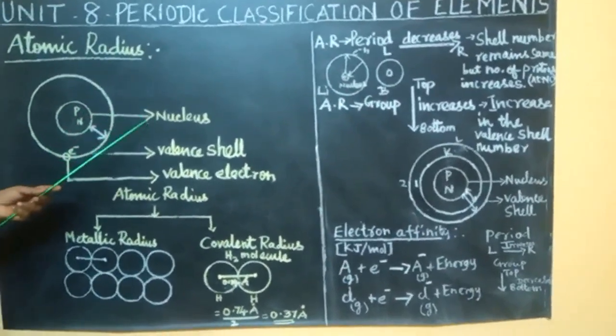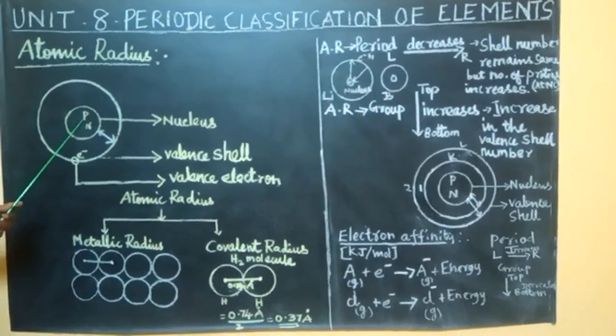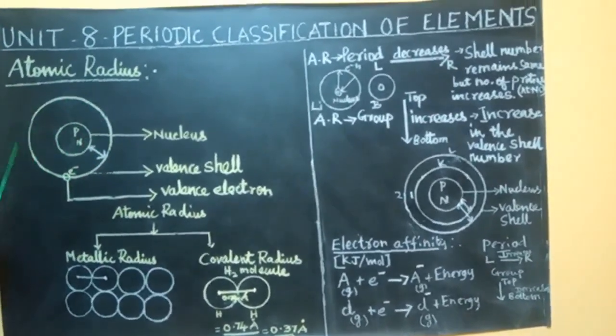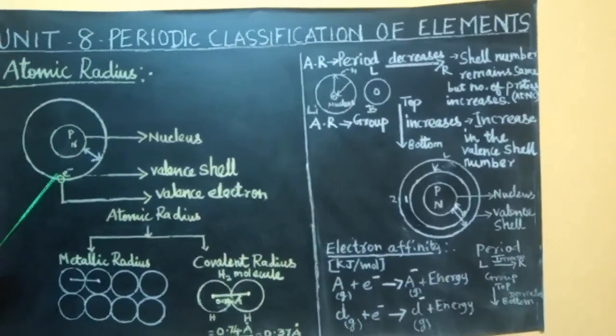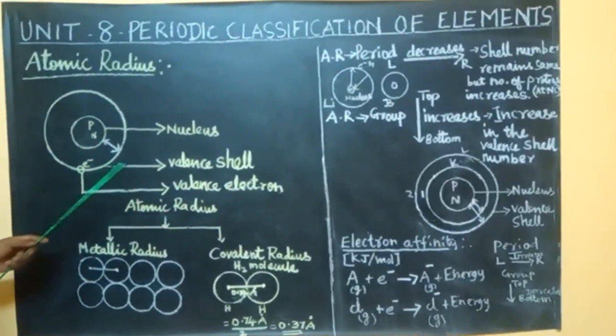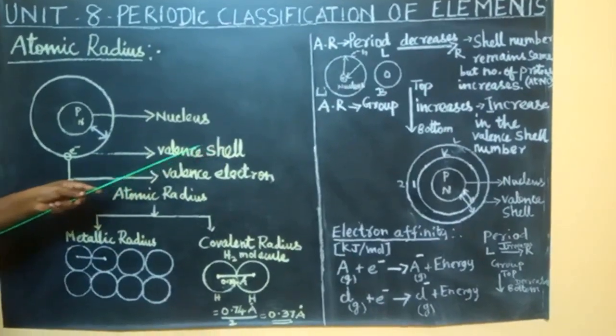You can take the nucleus. This nucleus is present at the center. Inside, protons and neutrons are present. Electrons are present outside the nucleus. This electron is called a valence electron. This circular path is called the valence shell, or orbit, or energy level.